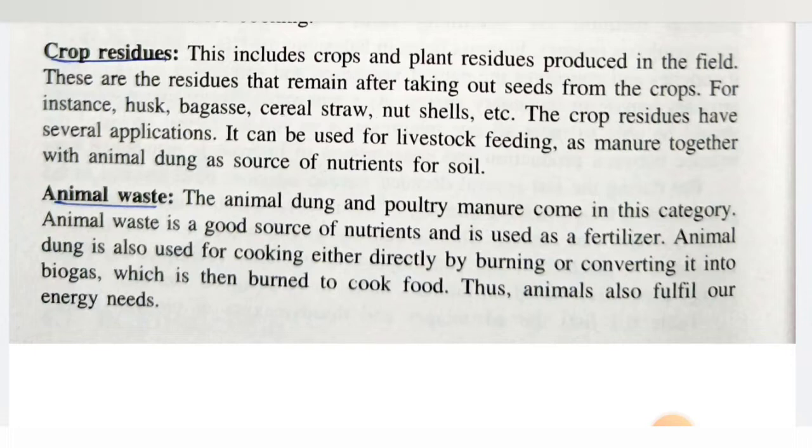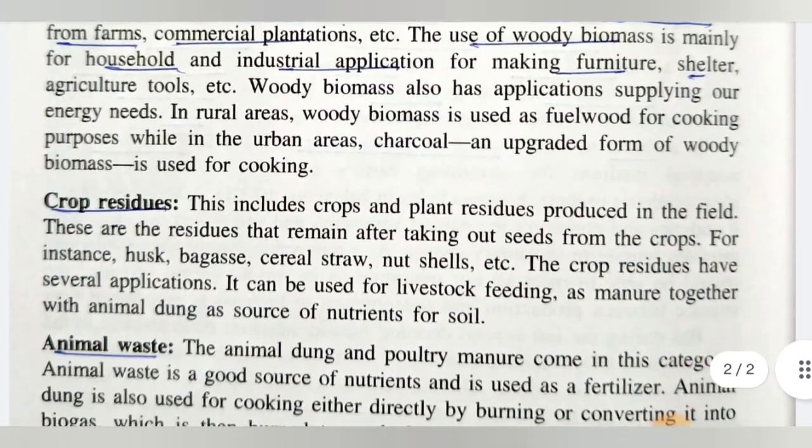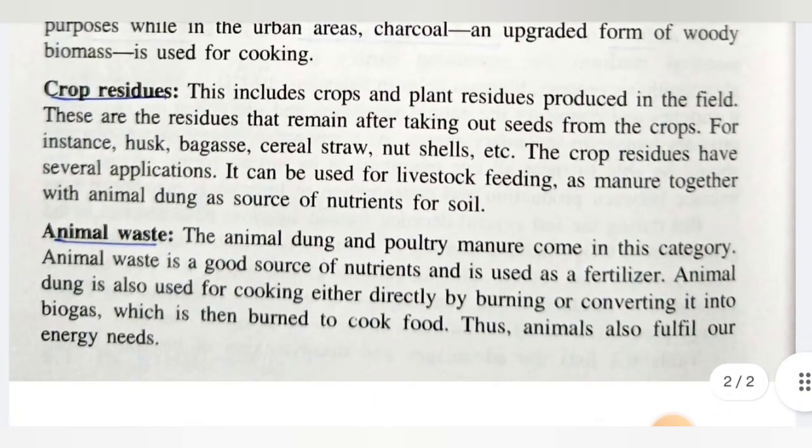The crop residues have several applications. They can be used for livestock feeding, as manure together with the animal dung as the source of nutrients for the soils. All of you understand? So crop residues we can use for different applications also. So that is the second biomass which we can use. So first biomass we have seen, that is the woody biomass. Second biomass we have seen, that is nothing but the crop residues.